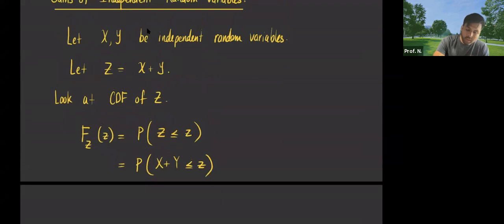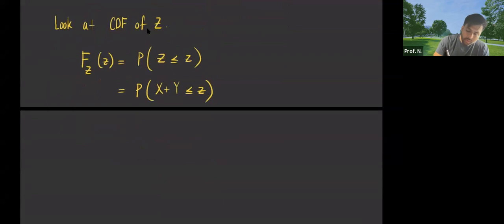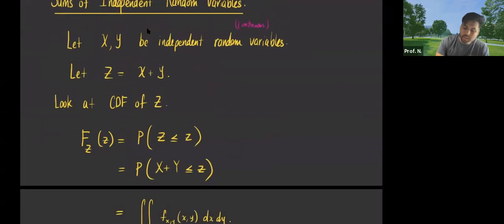If we consider them to be continuous, and the reason we're dealing with continuous is that we're going to be more focused upon continuous random variables instead of just discrete, then this is the integral over the region x plus y less than or equal to z of the joint distribution of x and y, dx dy.